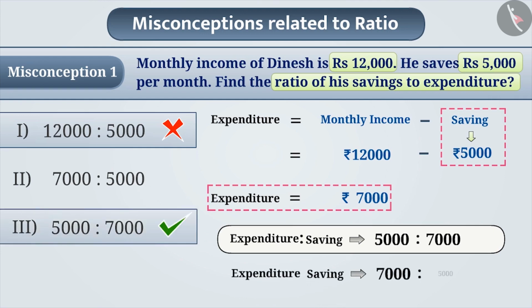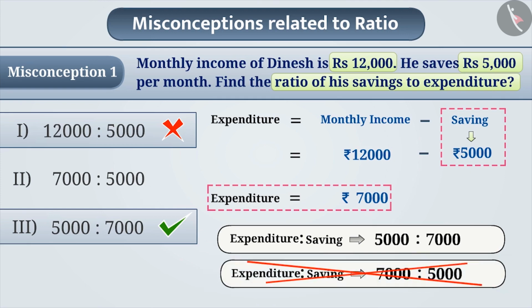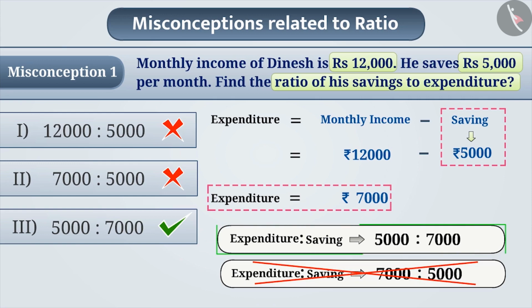Some students think that the ratio can be represented in any order. Therefore, they represent the ratio of savings to expenditure as 7,000 is to 5,000. But this is incorrect. Hence, option 2 is an incorrect answer. The ratio should be represented in the same order as asked in the question.